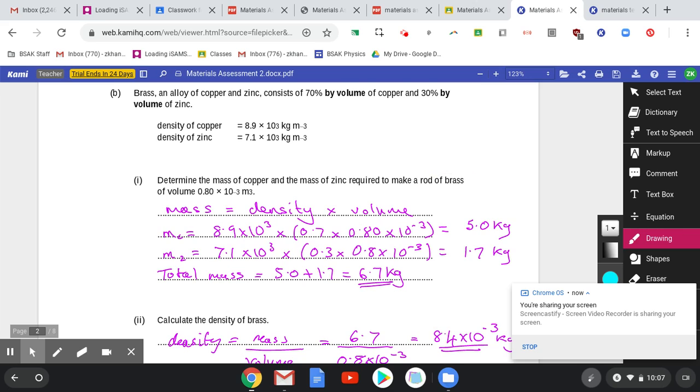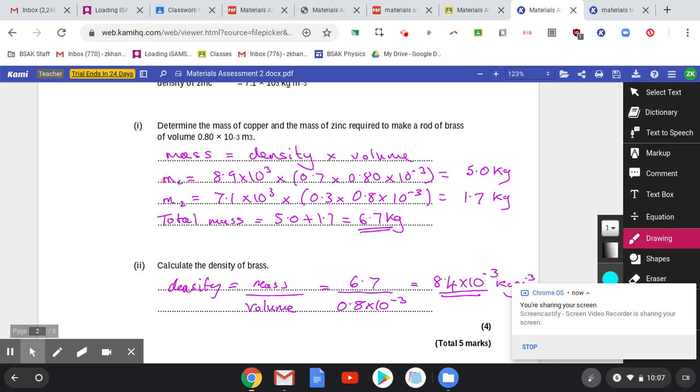So brass is made out of copper and zinc. 70% of the volume is copper, 30% is zinc. So you could work out the volume of each by doing 70% of this volume and 30% of this volume.